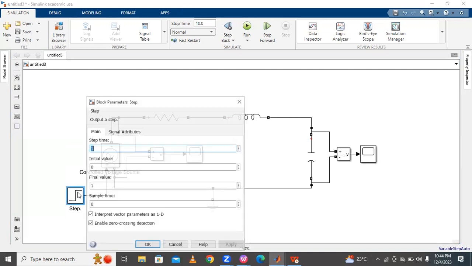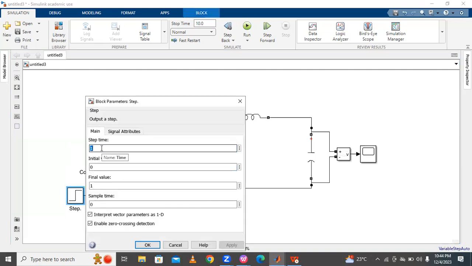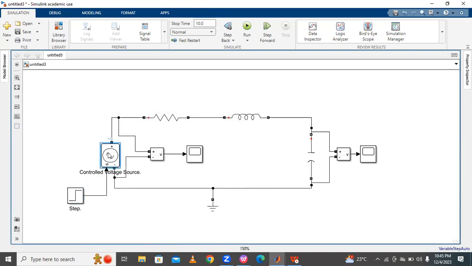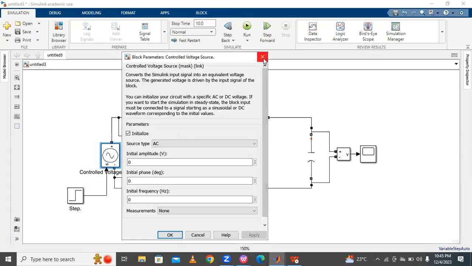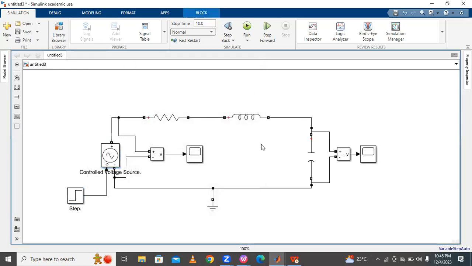Open the step input. Step time is 0 and final time is 1. For sampling time, take 0.000001. Then apply, OK. And open the controlled source, no changes. This is the circuit diagram, and next, one powergui.